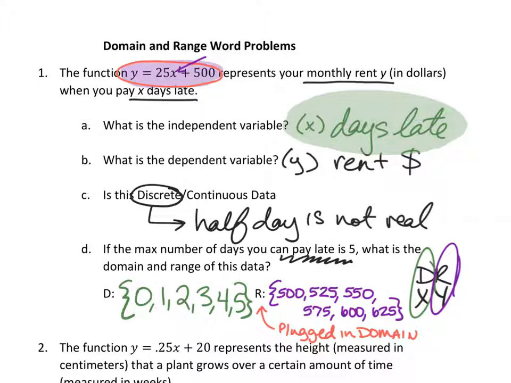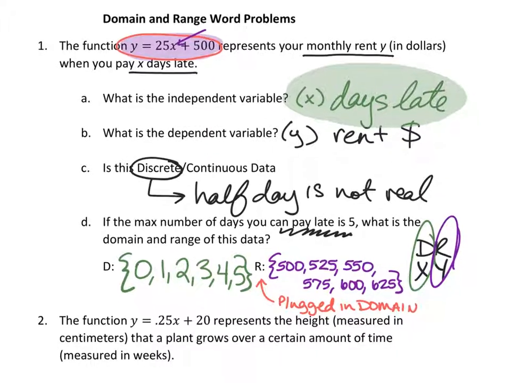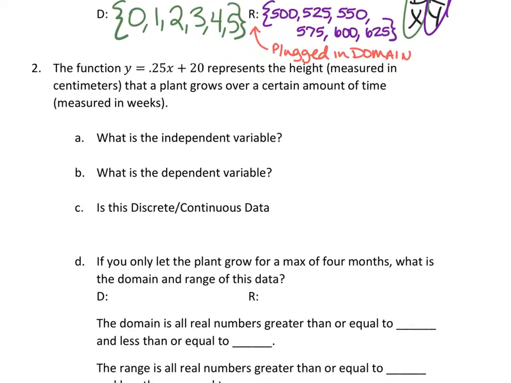Let's see one more example. This one's going to change slightly. Again, when we're doing these, you have to physically put yourself in the situation and say, this is really happening to me. In this one, we have the function y equals 0.25x plus 20.